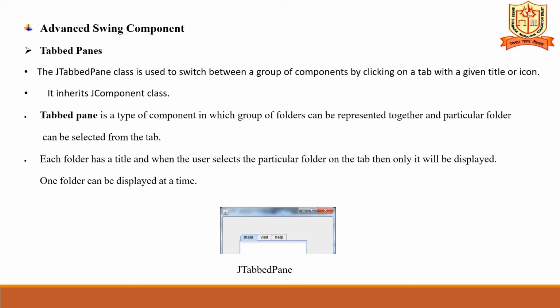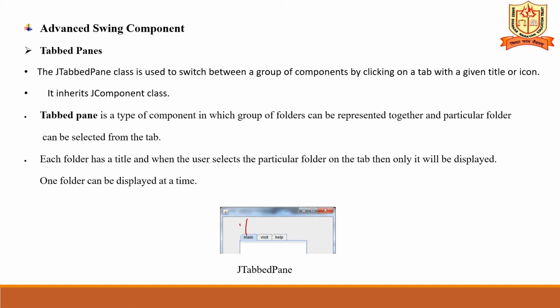Here we will see the advanced Swing components. One of the advanced Swing components is TabbedPane. The JTabbedPane class is used to switch between a group of components by clicking on a tab with a given title or icon. It inherits the JComponent class. TabbedPane is a type of component in which a group of folders can be represented together and a particular folder can be selected from the tab. Here in the below figure you can see the TabbedPane.